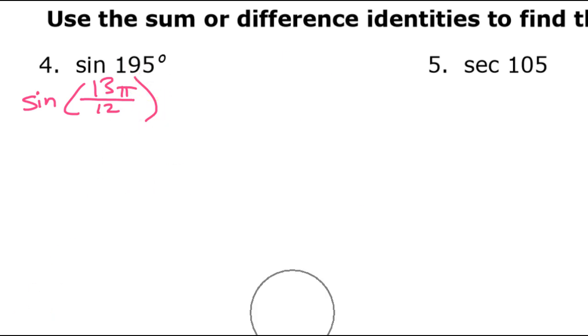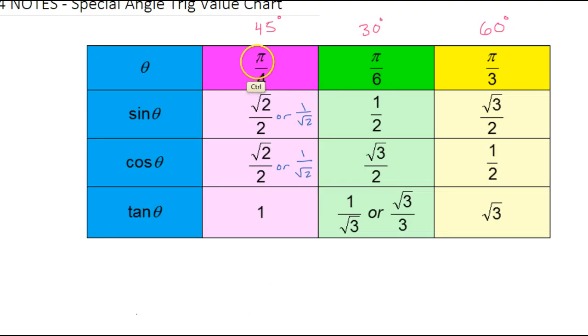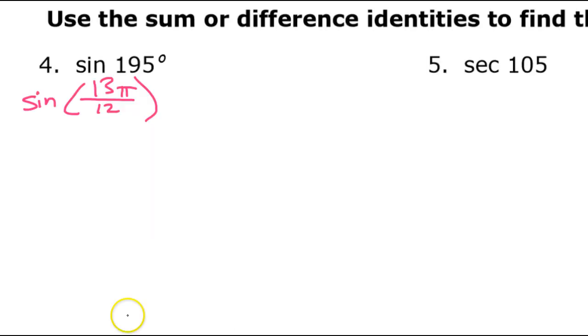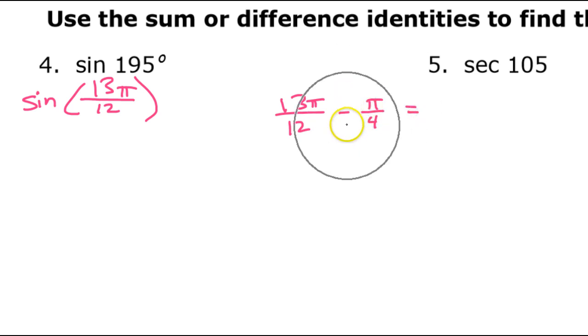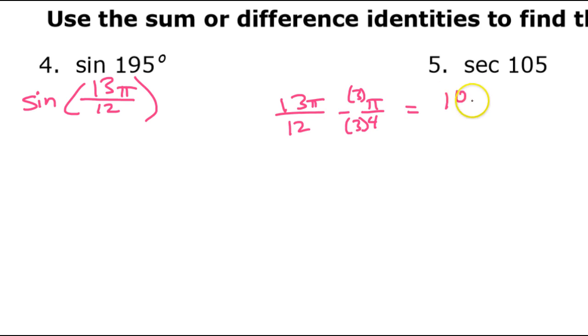Now 13 pi over 12 is not one of my special angles, pi over 4, pi over 6, pi over 3. I have a special technique that I use to break this up into the sum or difference of special angles. And that is to subtract pi over 4 and see what you get. So 13 pi over 12 minus pi over 4. Okay, let's see what that is. Well, for like denominators, I will have to multiply by 3. So 13 pi minus 3 pi, well that's 10 pi. So now I have 10 pi over 12.